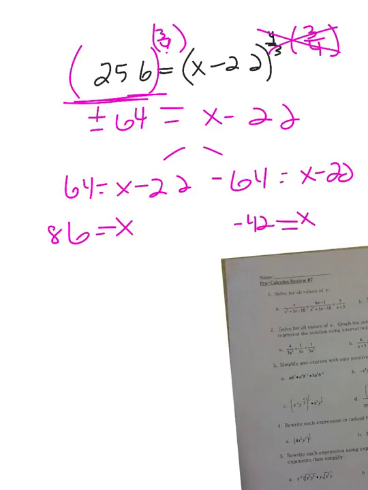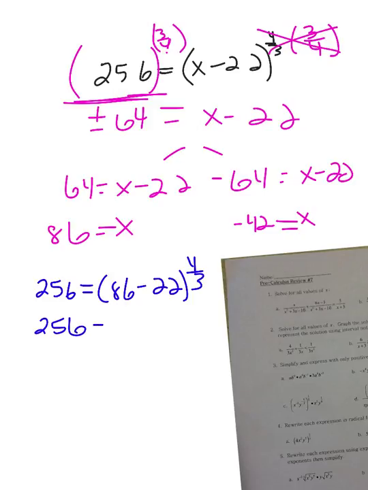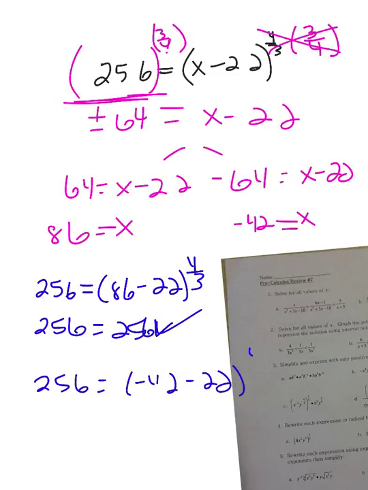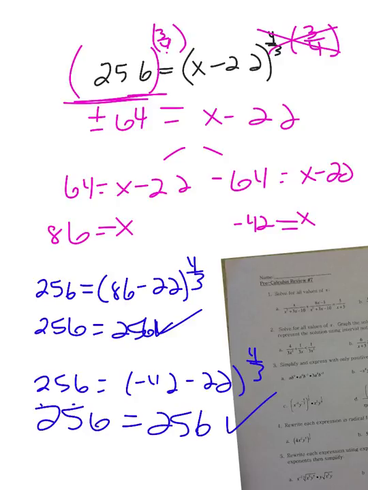We have 256 equals 86 minus 22 raised to the 4/3 power. Let's check it. On the right, I checked in my calculator, 256, and that checks. Now I'm going to try negative 42. 256 equals negative 42 minus 22 raised to the 4/3 power. I checked it, and 256 equals 256, and that checks. All right, let's take a look at 7b.